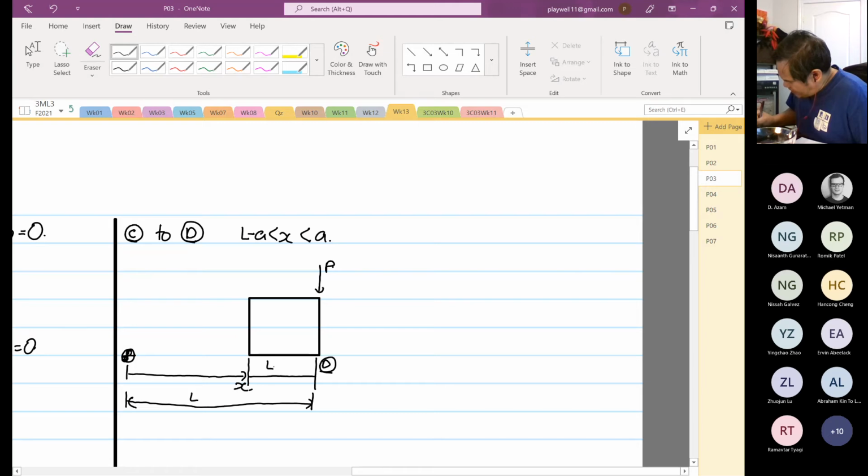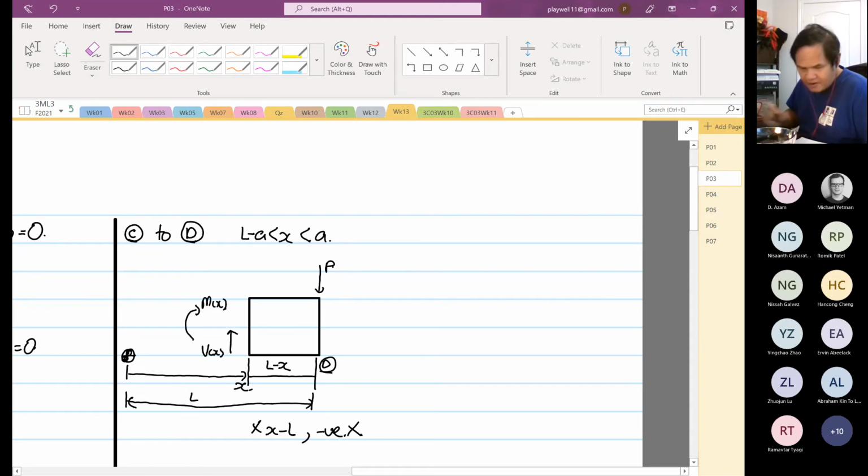And this has to be L minus X, okay? It cannot be X minus A, because X minus A will give you a negative value. So this is wrong. It has to be L minus X, okay? Then positive shear, and then positive bending moment.